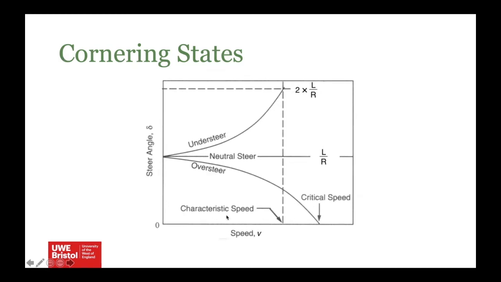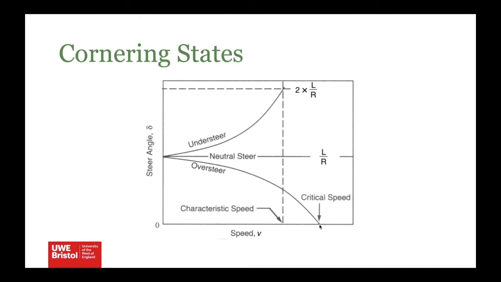The characteristic speed is the speed at which the steering angle required is twice the Ackermann angle. So up here, that's a certain speed, called the characteristic speed: when the steer angle required is two times the Ackermann angle. With the oversteer situation, there's a critical speed, and the critical speed is the speed at which the steer angle required to maintain that corner radius is actually 0.